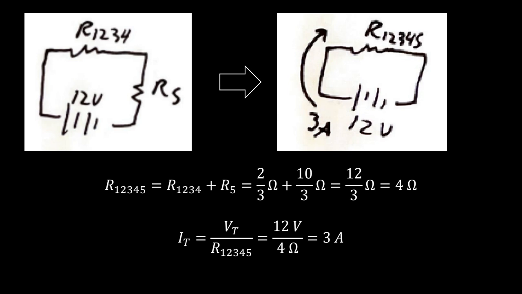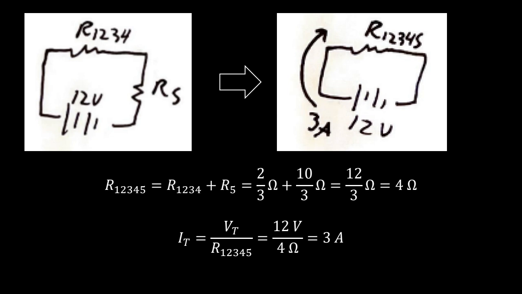Now, since we have our 12-volt battery supply and our total circuit equivalent resistance, we can calculate the current flowing directly out of this battery all the way back into itself. Because of our main equation, Ohm's law, voltage equals current times resistance, we can solve for total current by taking the total voltage divided by our equivalent resistance. That would be 12 volts divided by 4 ohms, equaling 3 amps.